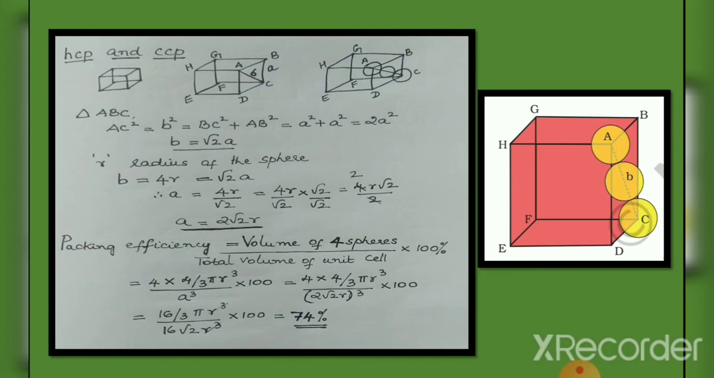Now consider the denominator. In the denominator we have to take the total volume of the unit cell. The edge length is given as a. The volume will therefore be a cubed. But what is a equal to? 2 root 2 into r. So a cubed will be equal to 2 root 2 into r whole cubed. Thus we get the packing efficiency as equal to 4 into 4 by 3 pi r cubed divided by 2 root 2 r whole cubed into 100, which is equal to 74%.